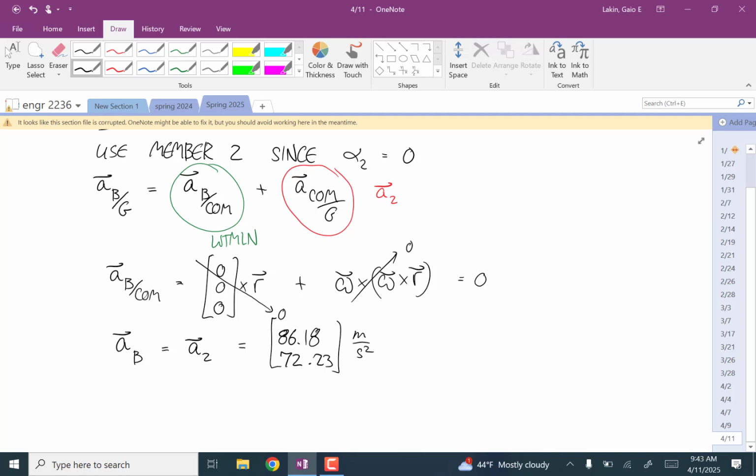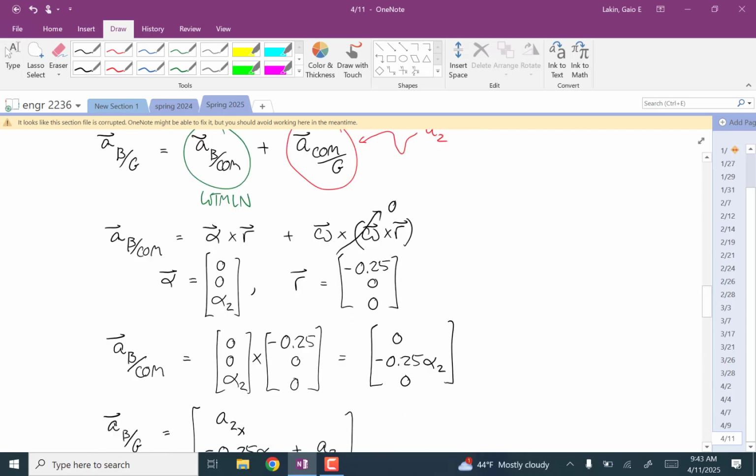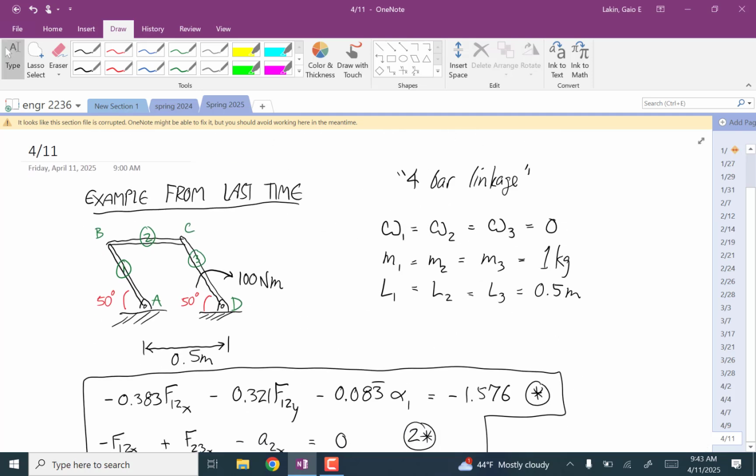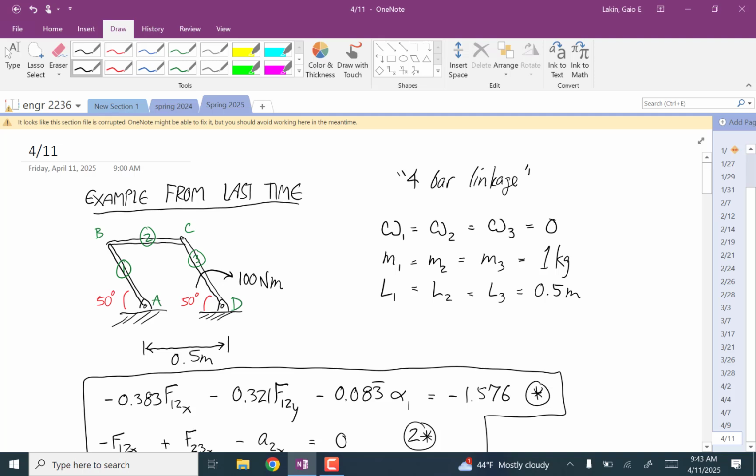And that's obviously, as long as we did the math right, the same thing you would get from using member 1 and just using circular motion to get this. But this point B is accelerating, with the magnitude we figured out, kind of up and to the right, which makes sense. Okay, well, that's it for linkages.